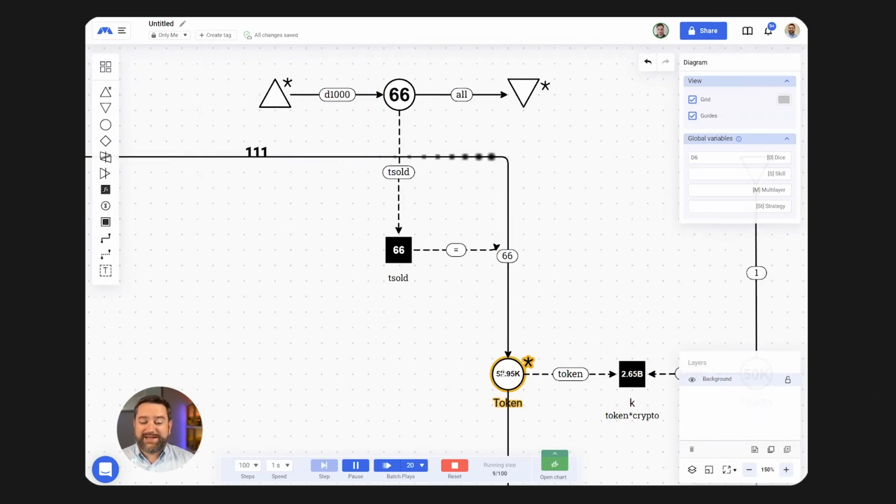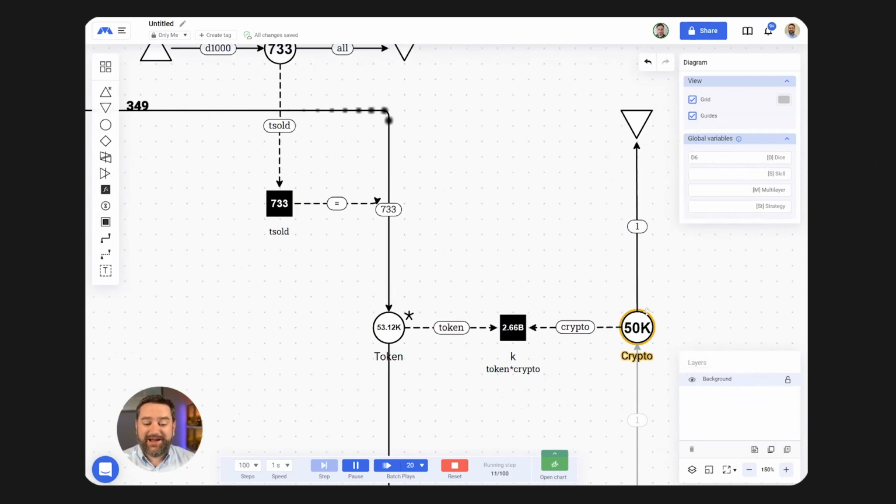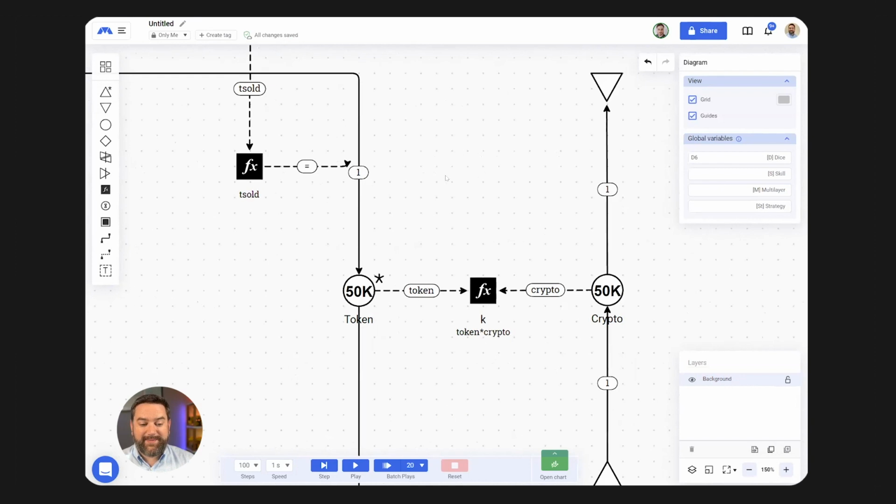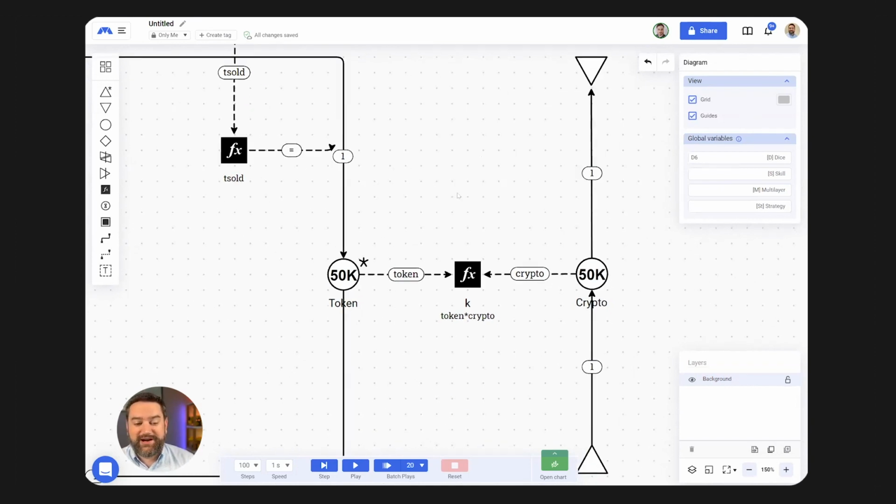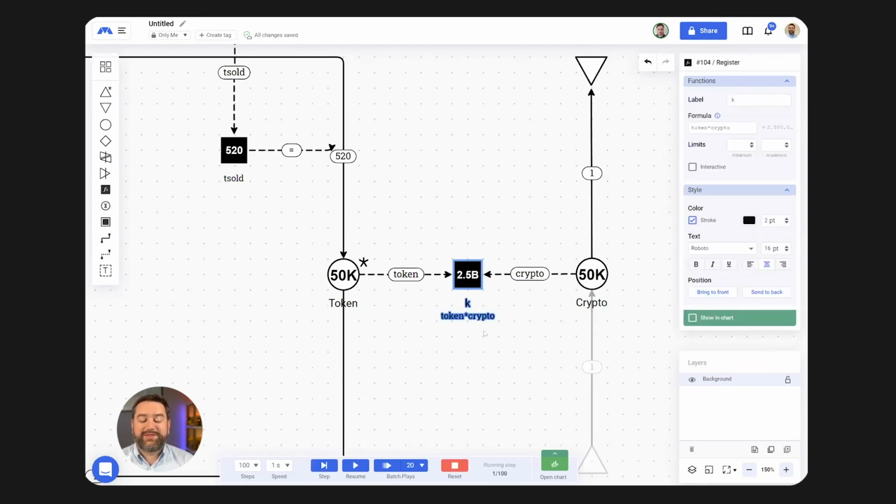Now, if we're putting tokens in, we're going to have to take crypto out to rebalance our AMM. And the really important fact of an AMM is this number that we have here, which is our 2.5 billion. We want this number to stay the same all the time. That's our constant, regardless of how we trade or how many tokens we put in or take out. That number's always got to stay the same.